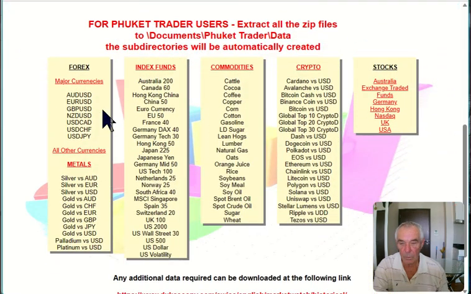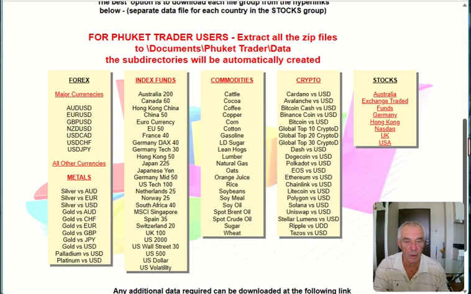The range of tickers is detailed down in the list down below, and each particular list has a hyperlink. So you have major currencies, all other currencies, index funds, commodities, crypto and stocks. There's a separate hyperlink for each exchange.